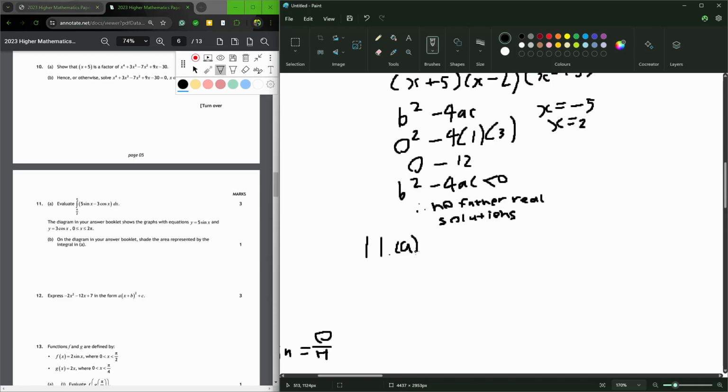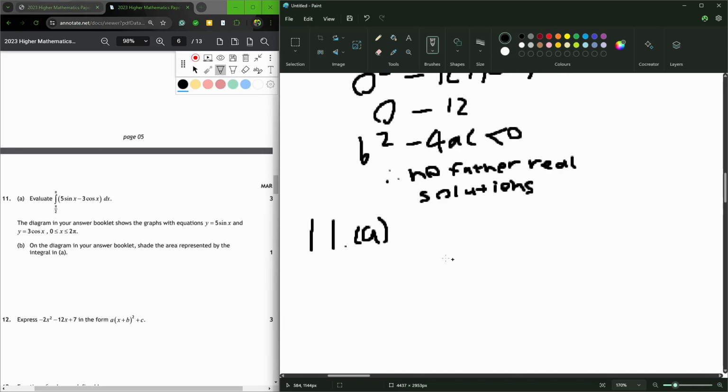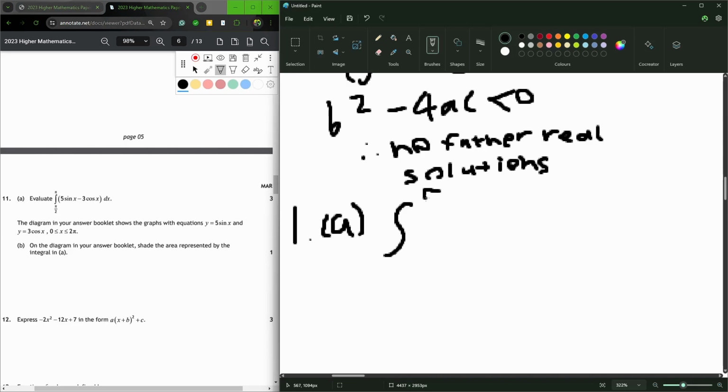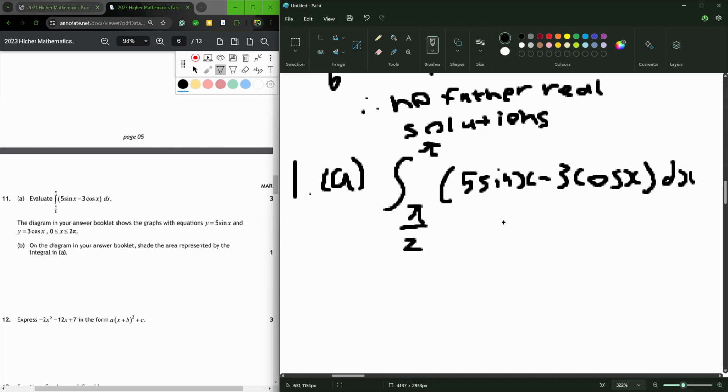Okay, evaluate this integral. And this is a definite integral, so we won't be using plus c. We'll be calculating between two limits. So how are we going to do that? Well, right, so I'm going to write down the integral first. 5 sine x minus 3 cos x dx. This looks to be able to be integrated pretty okay. There's nothing weird we need to do. So I'm just going to go and get straight into it and integrate it.